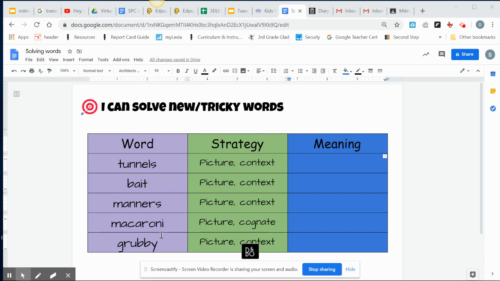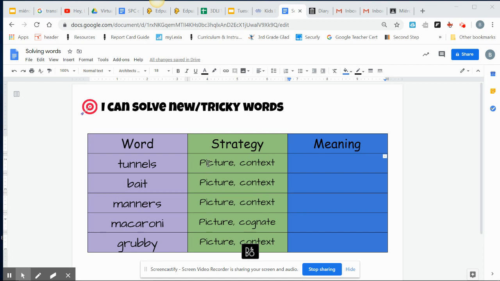So in our first purple column here, we have the different words: tunnels, bait, manners, macaroni, and grubby. These are some tricky words we noticed, or you may have noticed as you listened to Diary of a Worm last week, or when you followed along with me. In the middle, we're going to talk about the strategies we can use to solve those words.